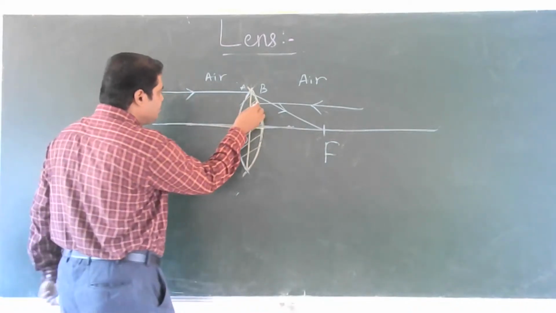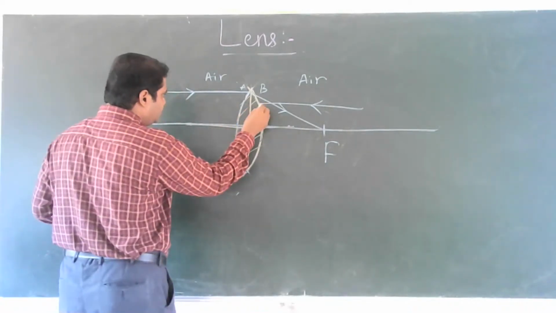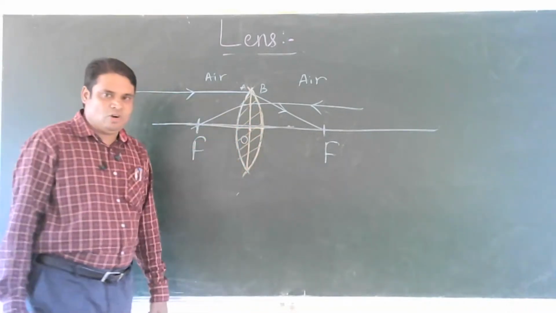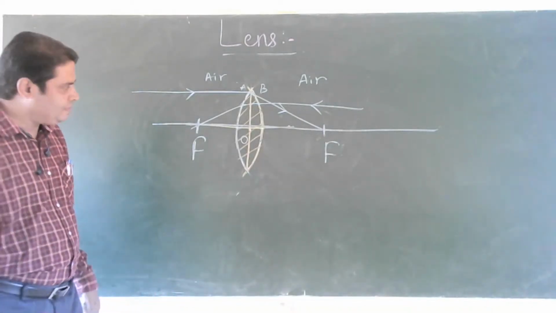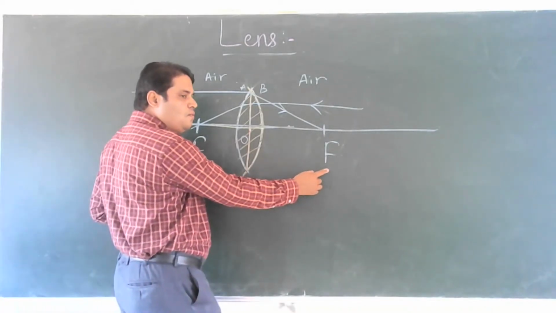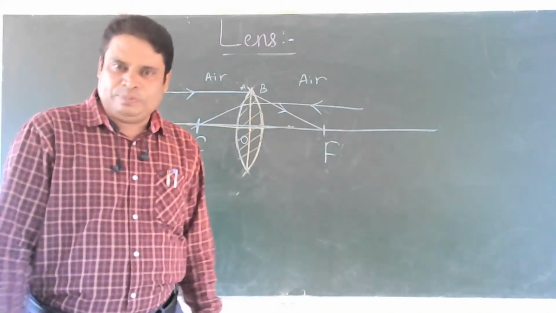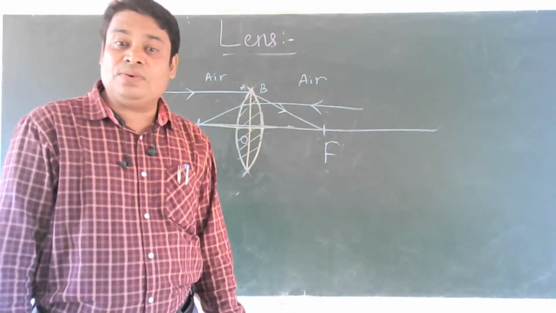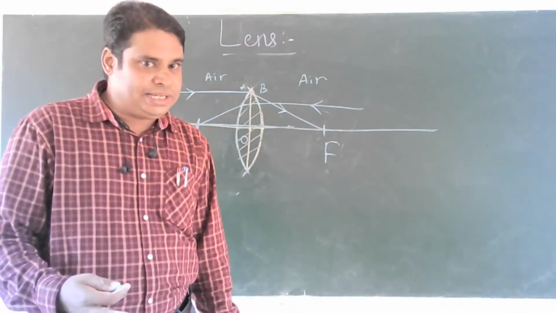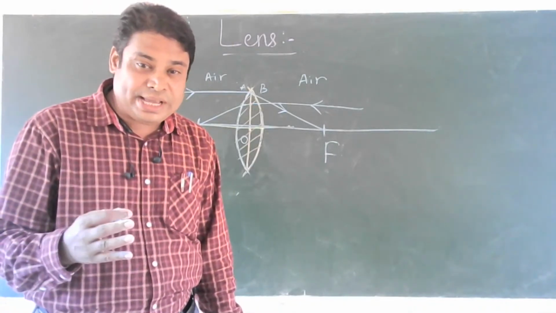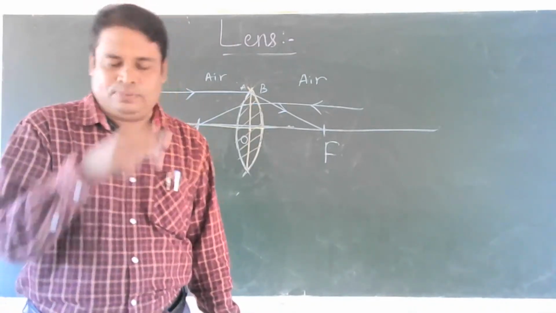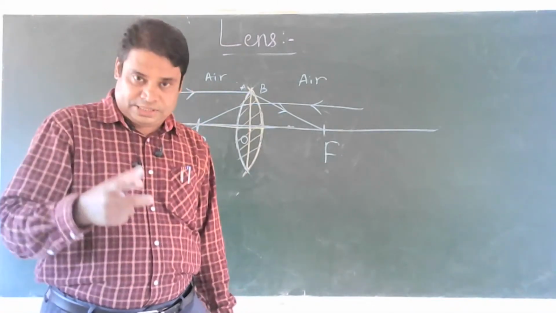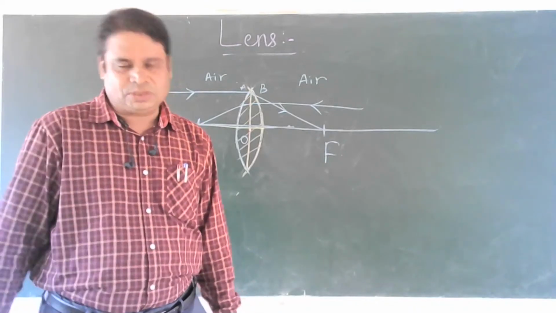Then after refraction, what do we observe? A ray will reach a common point on the principal axis. Now we have two focal lengths, one to this side, one to that side. So they are called foci, the plural of focus, meaning principal focus.